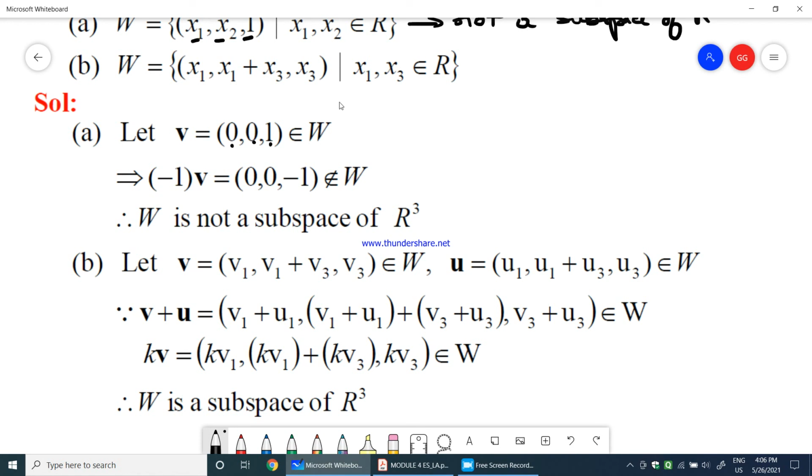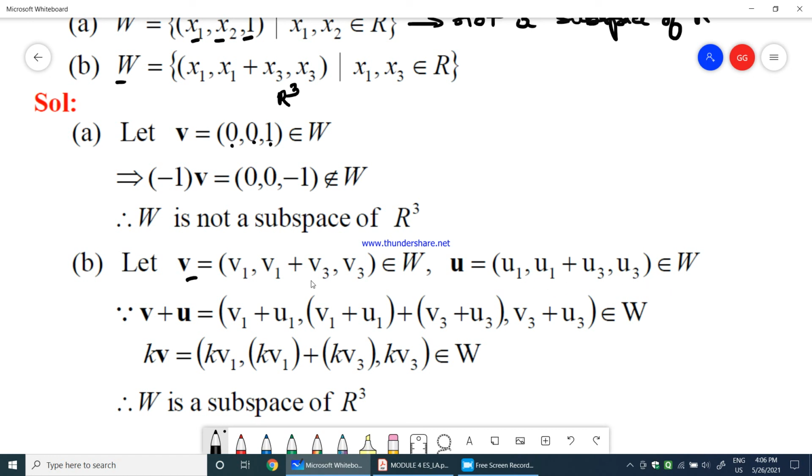Now coming to the next one, let me take (x1, x1 plus x3, x3). We assume that we have 3 components, which is the reason we call it R cube here. Now let me consider x1 and x3 belonging to R. Let me take 2 different vectors V and U. V equals (v1, v1 plus v3, v3) and U equals (u1, u1 plus u3, u3). Now these V and U should resemble this W that I have taken.